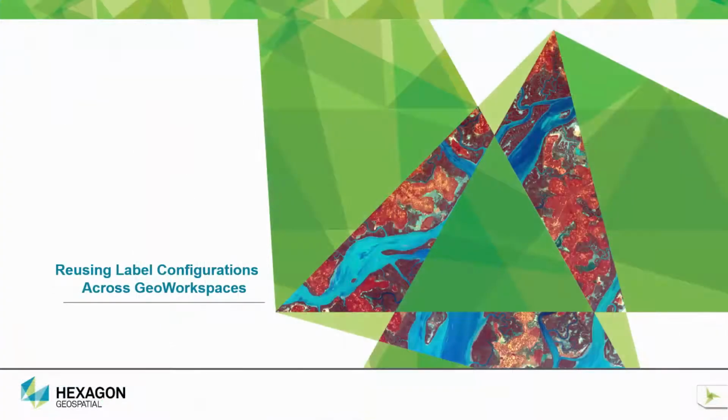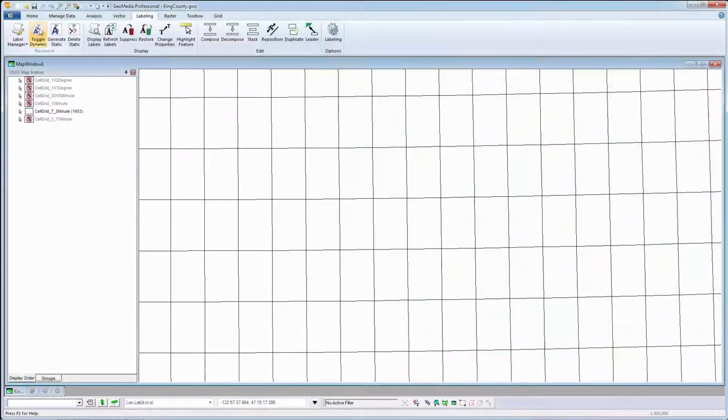Next, we'll learn how to reuse label configurations across GeoWorkspaces. To reuse labeling configuration across GeoWorkspaces, use GeoMedia's library system to copy the named legends, along with other GeoWorkspace objects, from one GeoWorkspace to another by using the Library Organizer command.